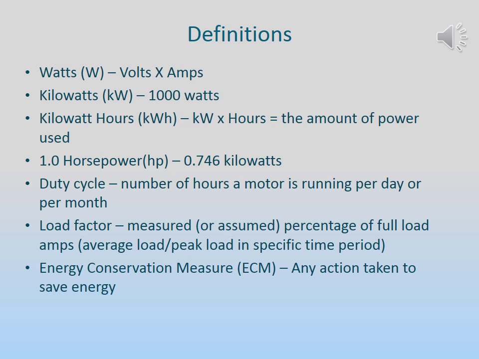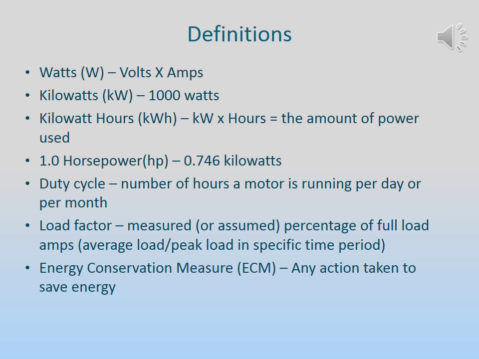Some definitions we should know. Watts, or W, equals volts multiplied by amps. Anybody with an electrical background knows it is a little more technical than that, but nonetheless, fundamentally, it is the product of volts multiplied by amps. Kilowatts, or kW, 1 kilowatt equals 1,000 watts.